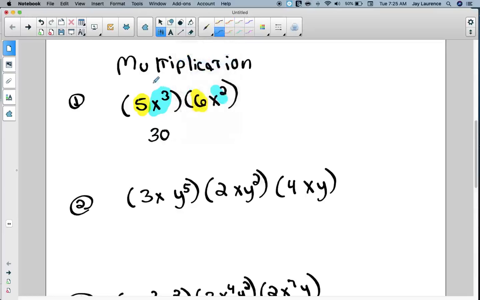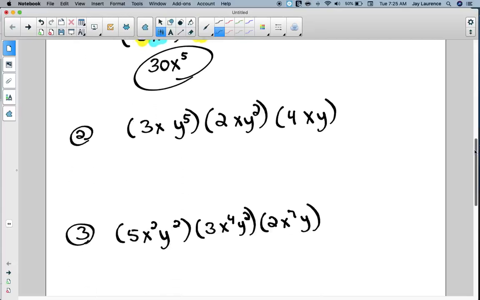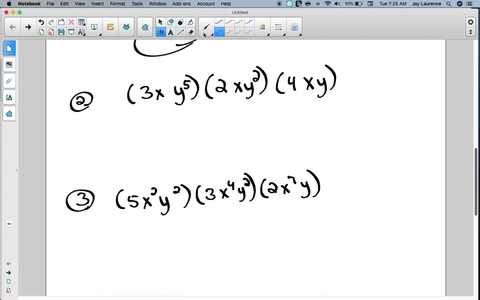Now x cubed means x times x times x, and x squared means x times x. So how many x's are being multiplied? Well, 5. I don't want to say x times x times x times x times x, so I'll say x to the 5th power. You go ahead and try numbers 2 and 3 on your own. Please pause the video. If you haven't tried them on your own, do so. Do it in your notebook. Now watch my solution.